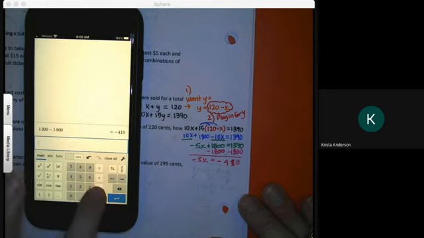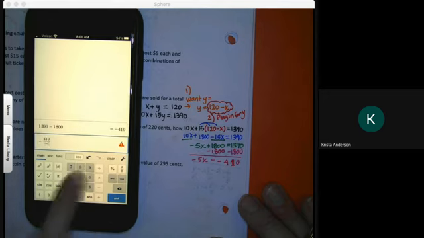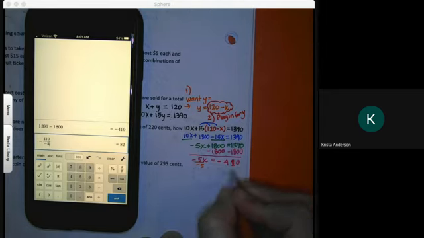I then divide the negative 410 by a negative 5. X is equal to 82.